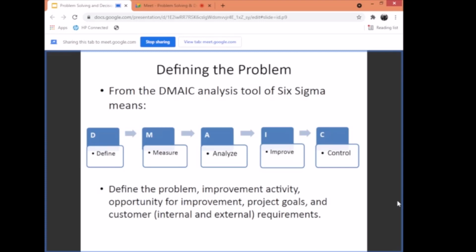Then improve. You make, this is part of the solution. You improve, like bridging the gap. You make things. Try to innovate. Try to create, formulate workable processes. And then control it. Control means sustainable. You don't want the problem to recur, happening again over and over. So you're controlling. Define the problem, improvement activity, opportunity for improvement, project goals, and customer, internal and external requirements. So that's DMAIC. Define, measure, analyze, improve, and control.